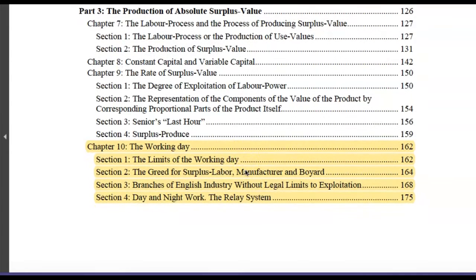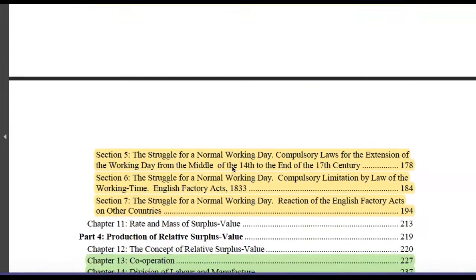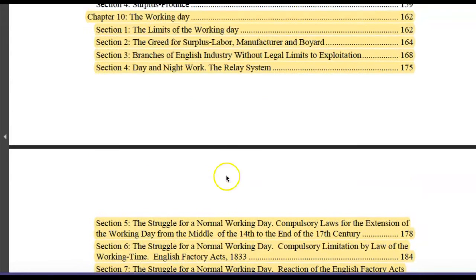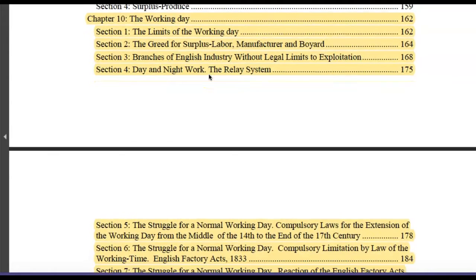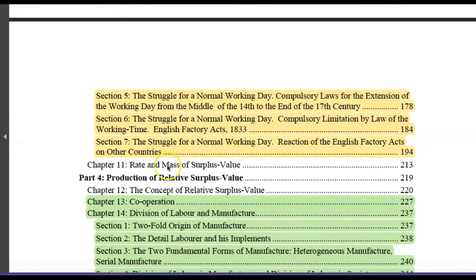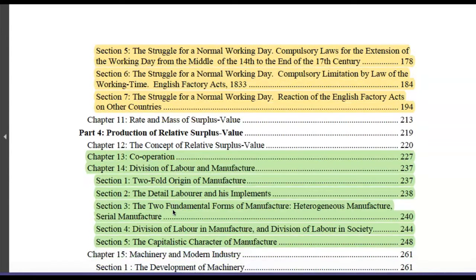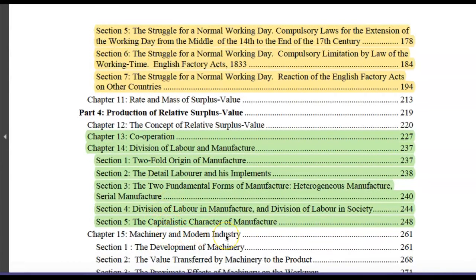So chapter 10 is what you want to highlight. You can see the 4 sections there, or more than 4 sections, but I would say the first 4 sections are the key part there if you want to limit your reading even more. Then there is chapter 14, the division of labor, which is specifically where Marx talks about what we just did with Smith. And then chapter 15, machinery and modern industry.